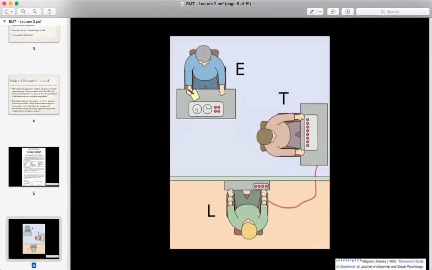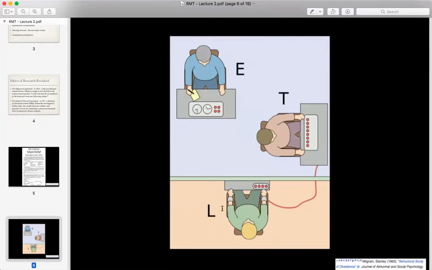So this was the experiment, right? There was E, the experimenter, kind of a scientist in a lab coat. There was T, the tester, who is the actual subject being studied, and L is an actor. So E and L are both actors.